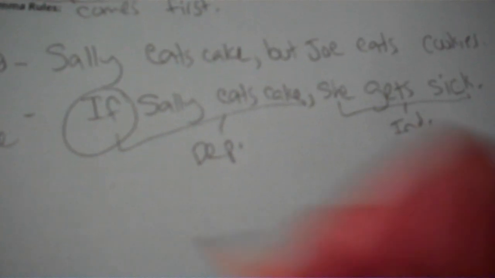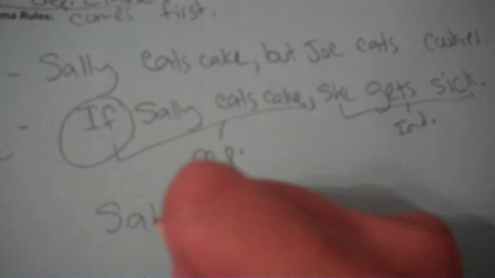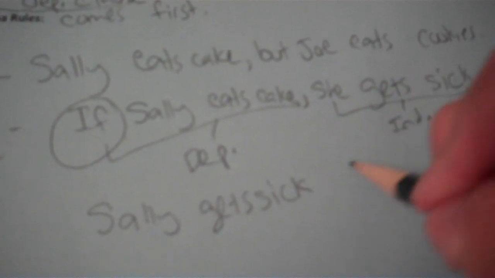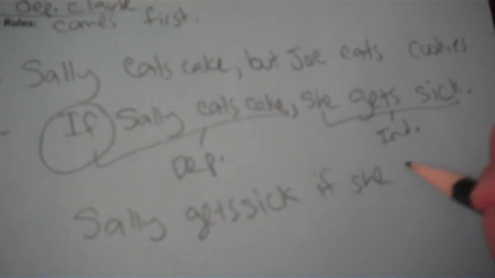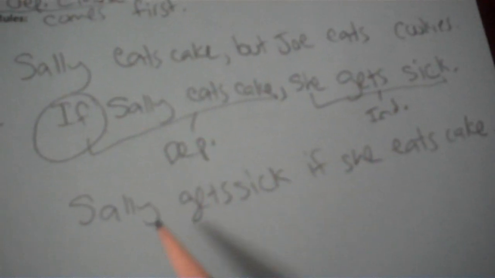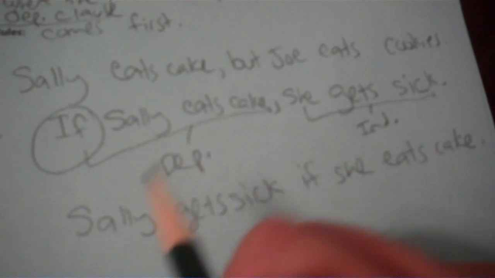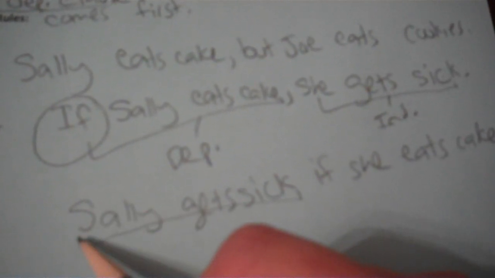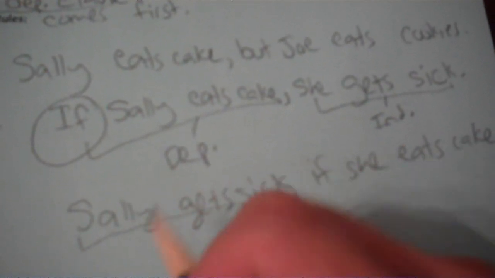Now let's say we switch that sentence around. If we say Sally gets sick if she eats cake, here your independent clause is first. So notice it's my independent clause because it's not starting with a subordinating conjunction.